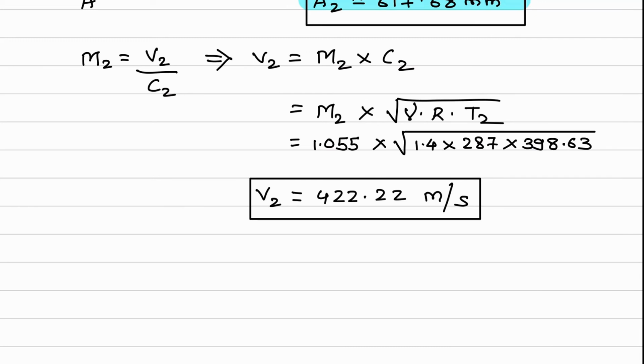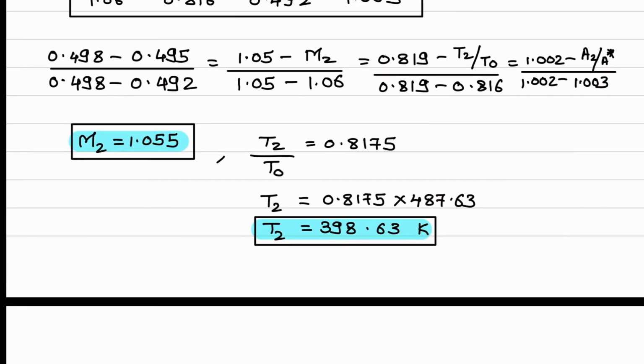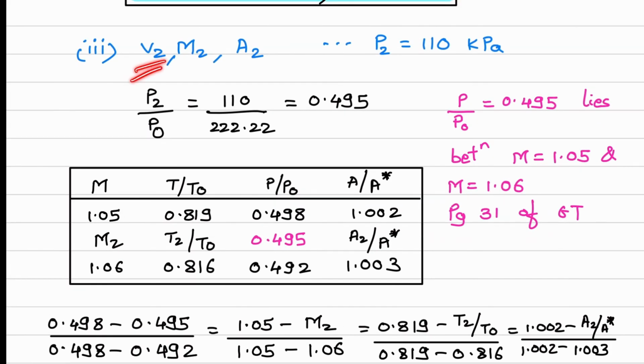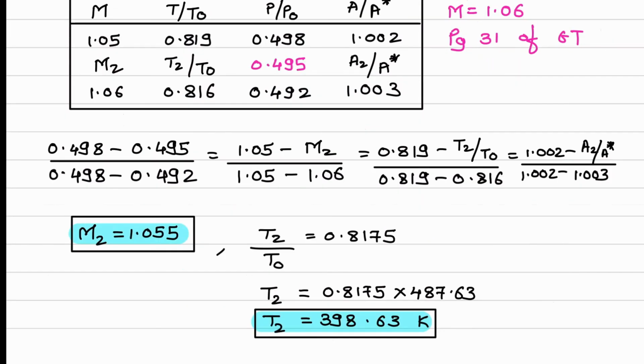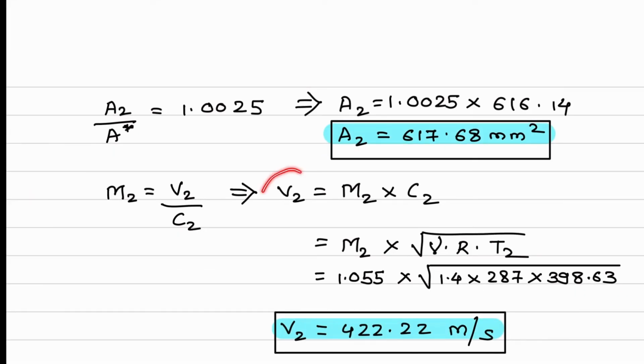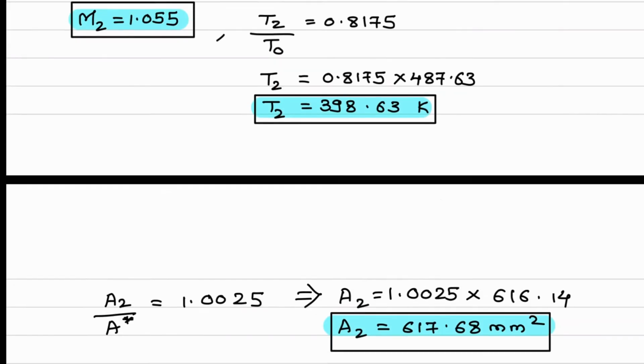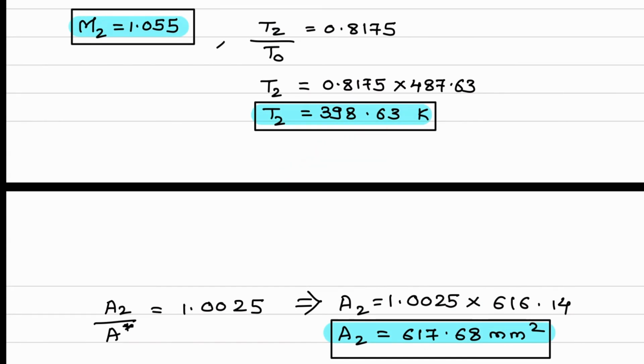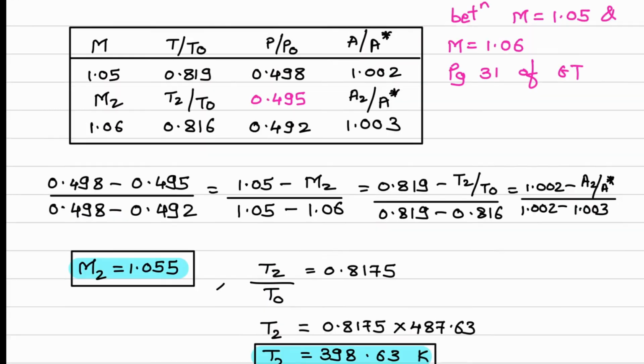Okay, so we have now completed sub question number 3. We have found V2, we have found M2, and we have found A2. Also, to calculate V2, we require T2, so the calculation of T2 is also shown over here.